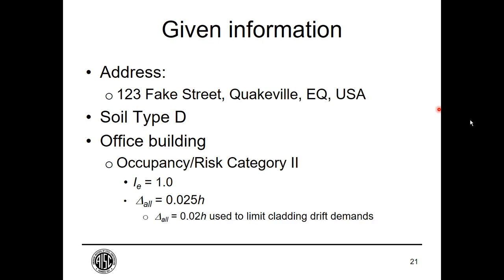But for purposes of the example, we'll keep it to 2% to make sure that the cladding doesn't see excessive demand. So that's a design choice that can be made in coordination with the architect and other affected parties. So we're keeping this building a little bit stiffer than the code requires, but that's going to be easier on the cladding system.